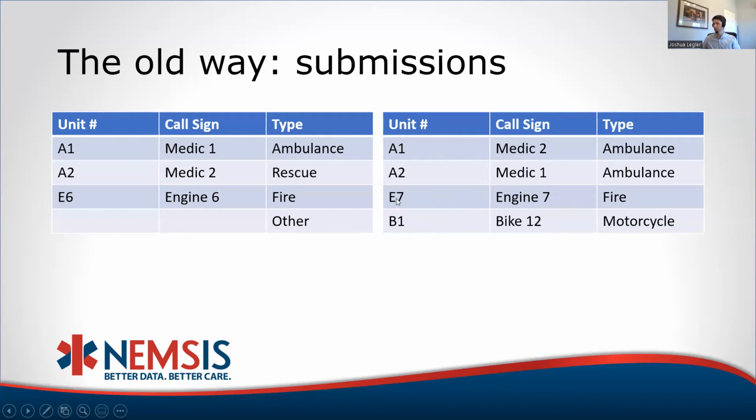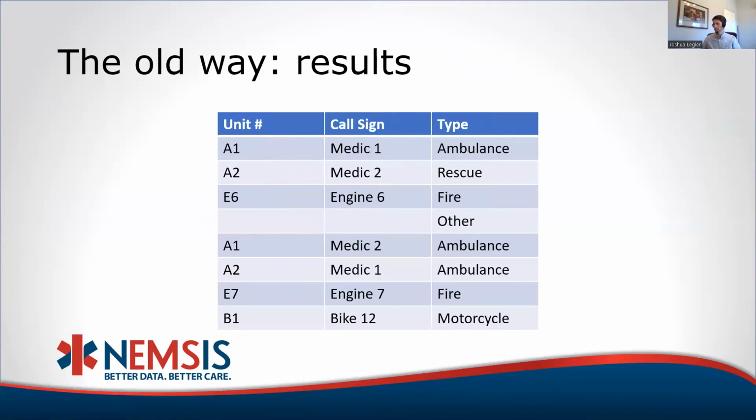The engine here changed from E6 to E7. So did they retire engine 6 and add engine 7, or did they renumber it? You just don't really know. Well, here's what would happen in the state system. The state system would just add these 4 new vehicles from that latest data submission. And now the state data system has 8 vehicles listed for this agency. It's got A1 and A2 with Medic 1 and Medic 2, but it's also got A1 and A2 with Medic 2 and Medic 1.